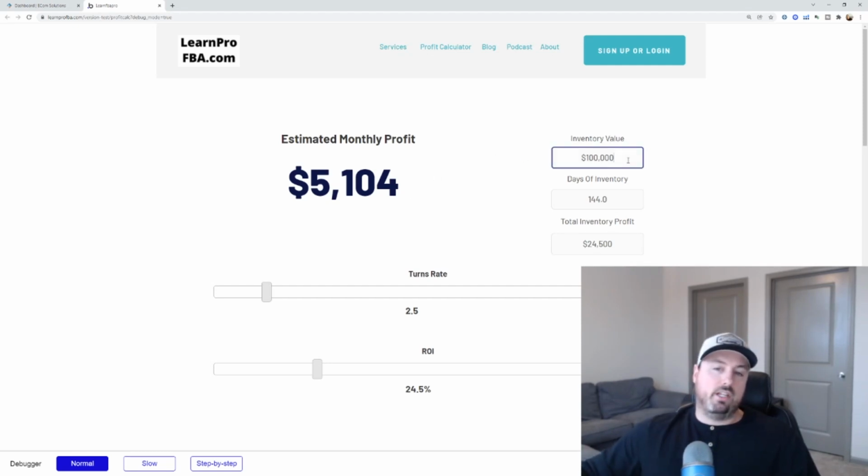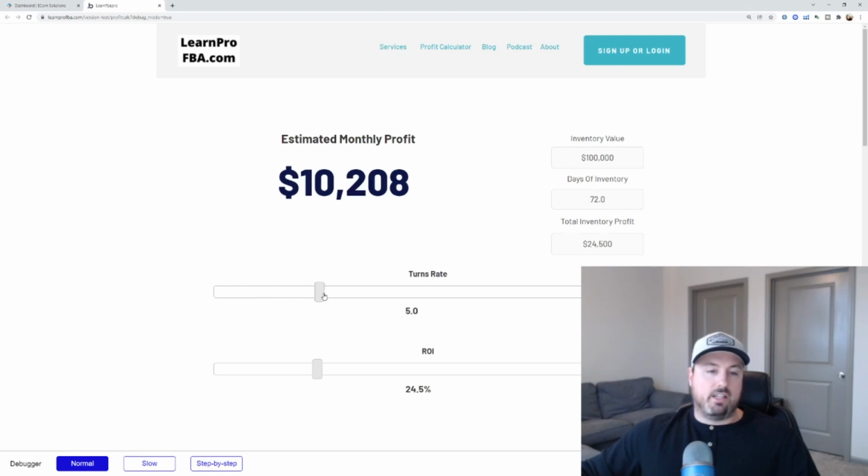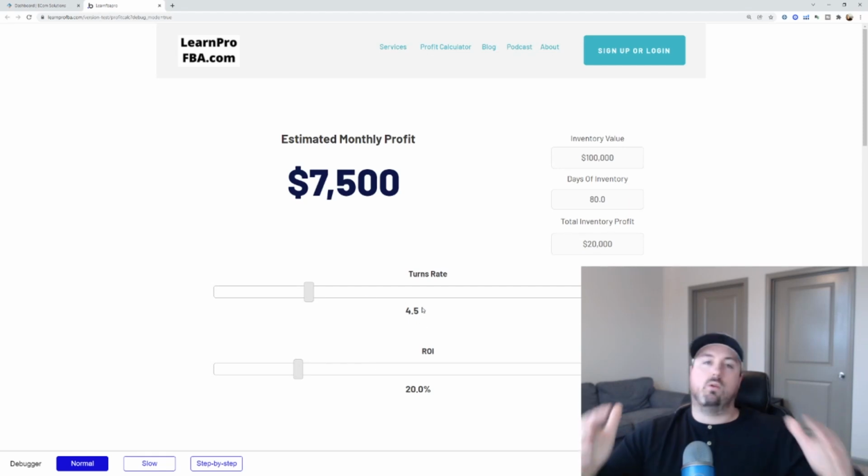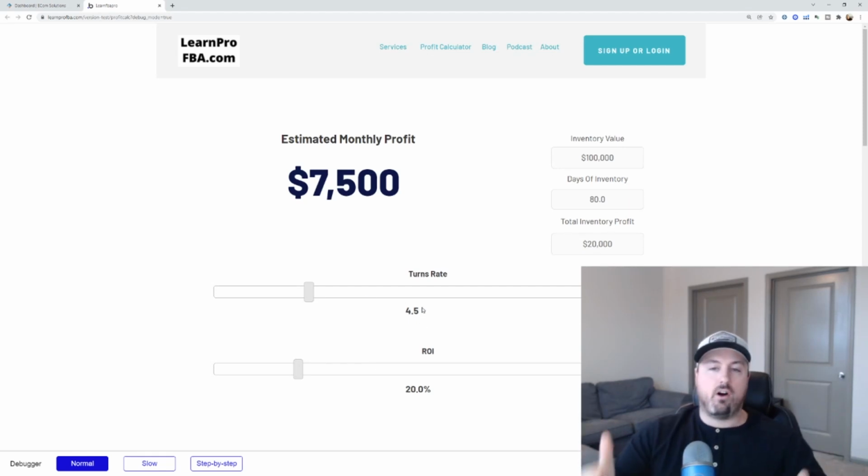Because my whole goal is to get $100,000 of inventory. And I have a feeling that I can pretty much maintain 4 to 5 turns pretty easily. And I think worst case scenario, this is the absolute worst case scenario that I'm doing here. So if I have $100,000 of inventory, then $7,500 a month of estimated profit is still pretty solid. And this would be if I was really bad at sourcing inventory.